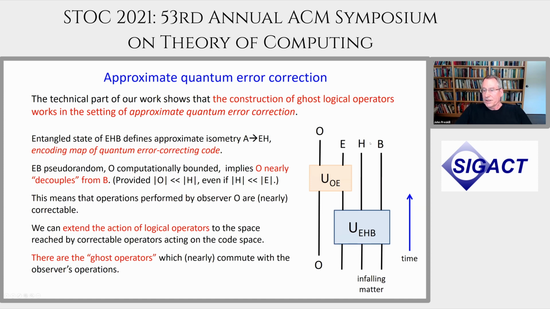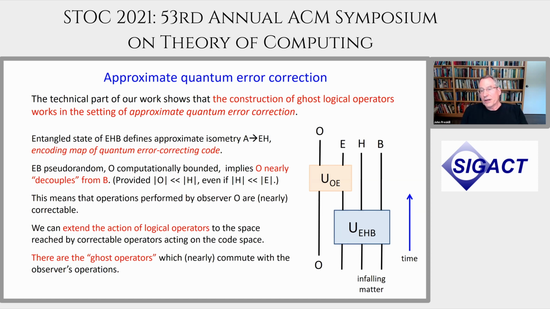We have this highly entangled state in which B is nearly fully entangled with some subsystem of EH. We can think of that state as defining an approximate isometry, which takes the encoded interior into EH, and regard that as the encoding map of a quantum error correcting code. And then from the pseudo-randomness assumption, it follows that if O is computationally bounded, limited to operations of polynomial complexity, then O is nearly uncorrelated with system B. So that means that O isn't really interacting with the encoded space in EH, which is entangled with B.